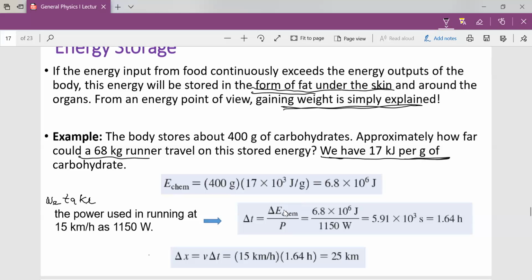That means if the person has 400 grams stored up, the chemical energy stored in the system, because the energy from food stored in our system is the chemical energy, right? It's actually 400 grams times 17 kilojoules expressed in joules per gram, okay? So 1,000 grams is equal to 1 kilogram, okay? So we have the chemical energy stored in the body system to be 6.8 times 10 raised to the power 6 joules. All right.